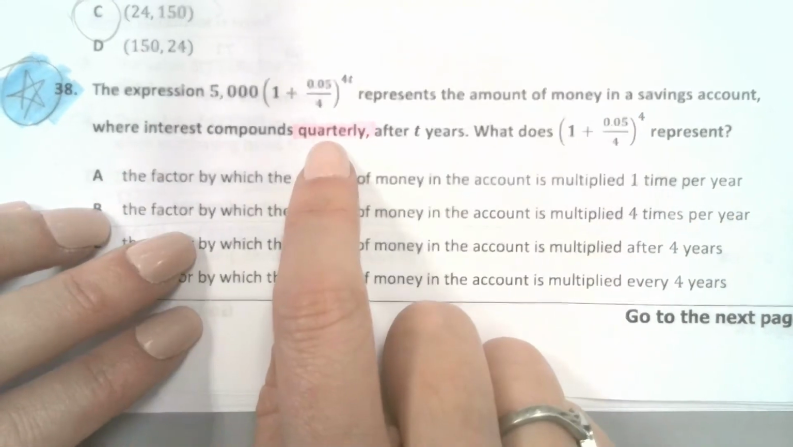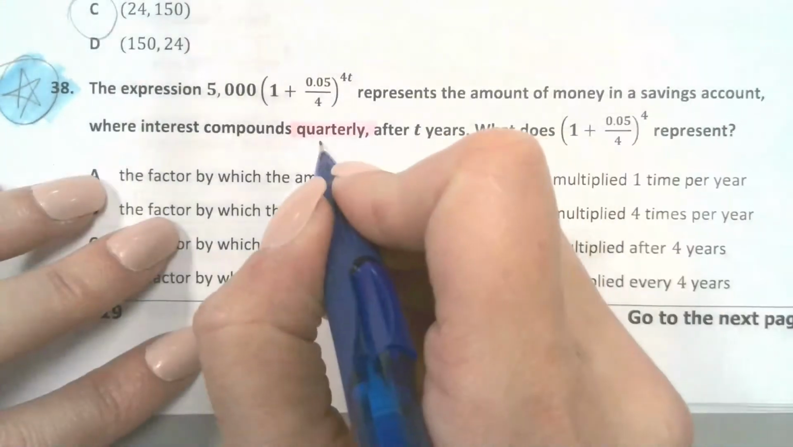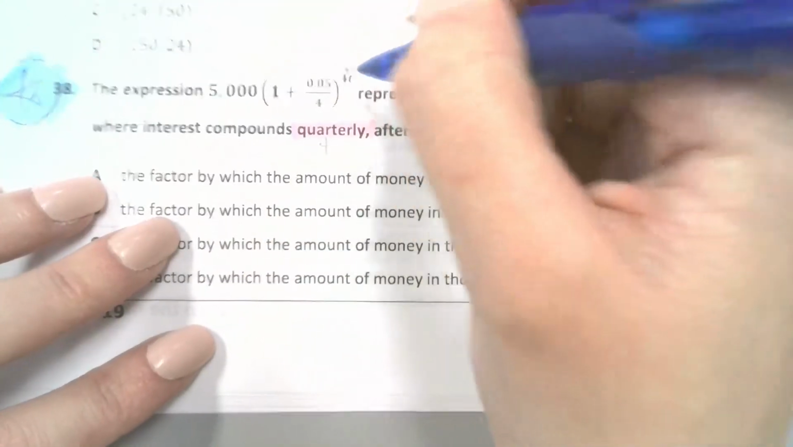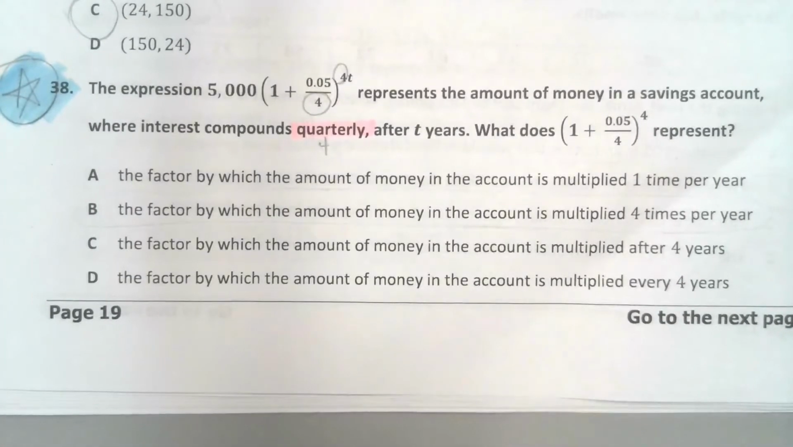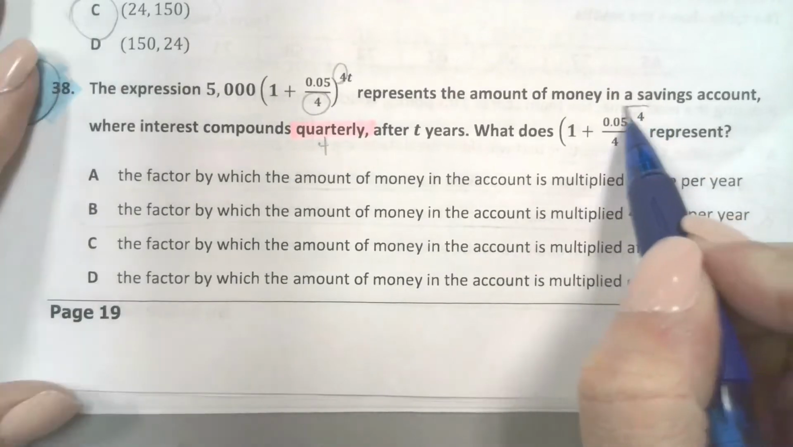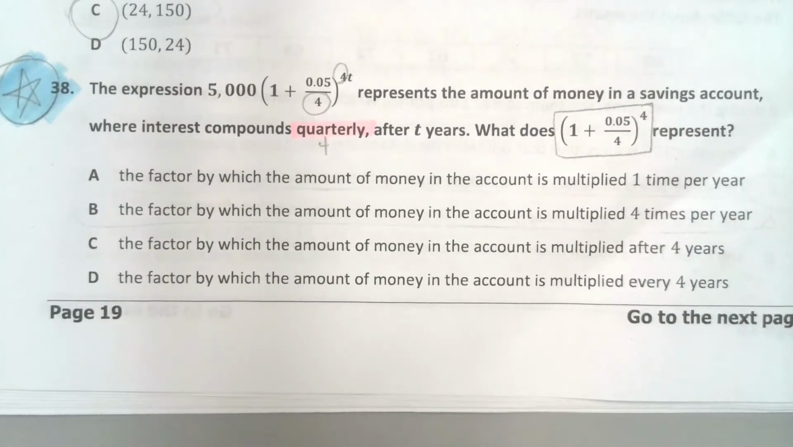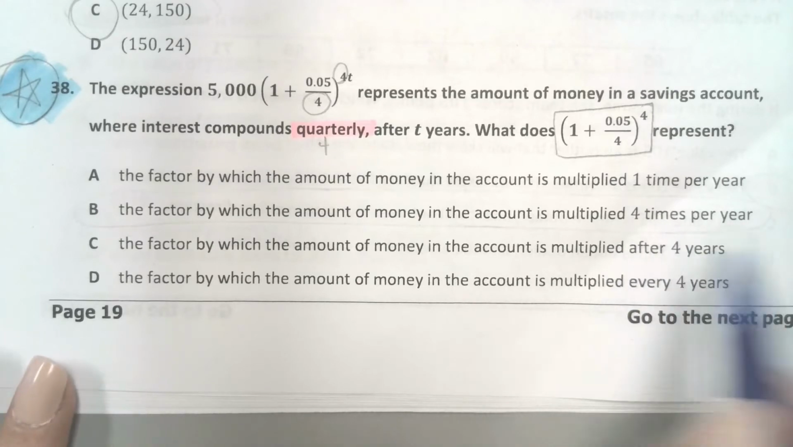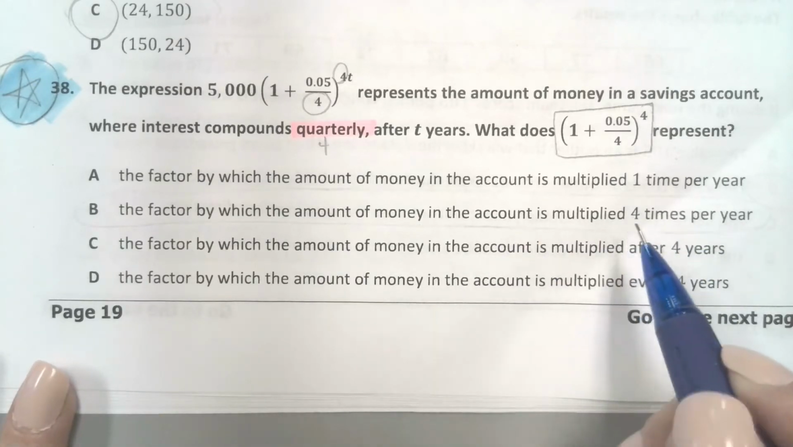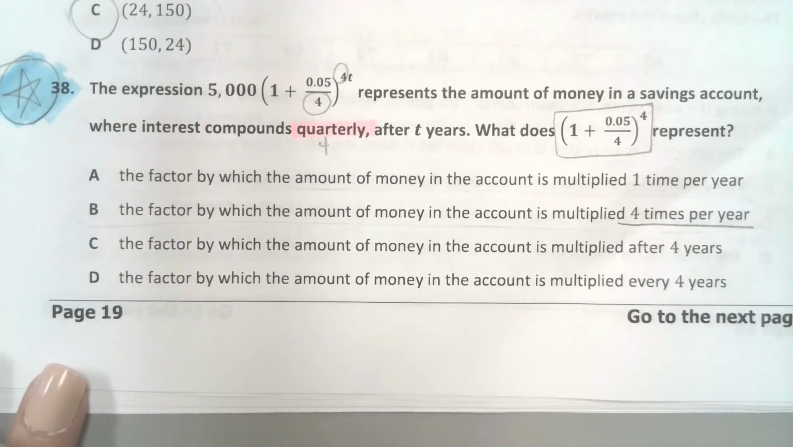Interest compounds quarterly. How many times? Quarterly is how many times in a year? 4. That's where this 4 and this 4 come from. And so they wanted to know what this entire part of the expression is. Okay? And everybody wanted to say it's the factor by which the amount of money in the account is multiplied 4 times per year. That was the most missed answer.